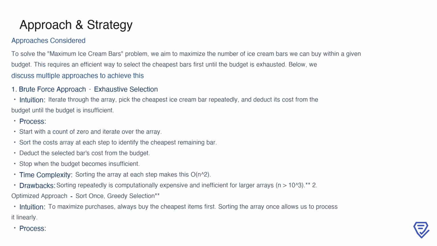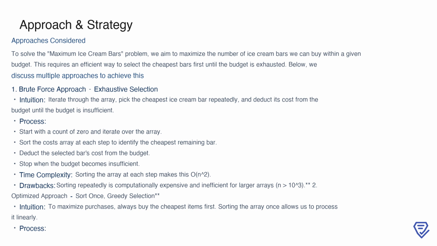To tackle the maximum ice cream bars problem, our goal is to buy as many ice cream bars as possible without exceeding the given budget. This requires a strategy that prioritizes the cheapest bars first, as this ensures we maximize the quantity we can afford.